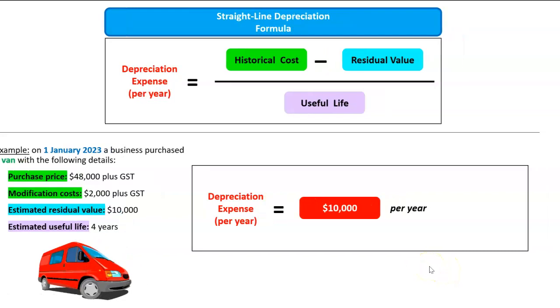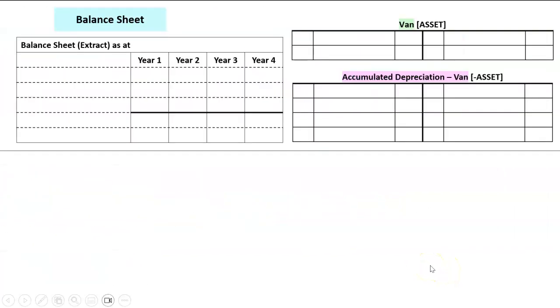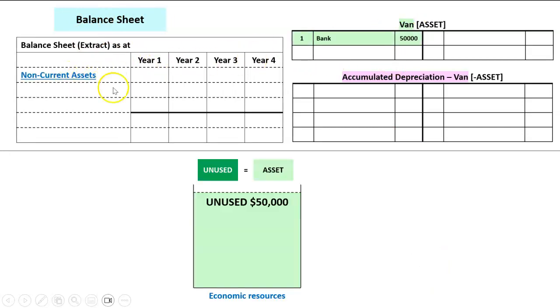So we've done all that. We've done how to calculate it. We've also done how to record it. So what would happen is in the balance sheet here, we'd have an asset called van under the non-current assets section, and we can think of that as unused economic resources in a big tank, and that would go here. And we also know that we are never going to touch this ledger. We're going to leave it at 50,000 every year, like so.